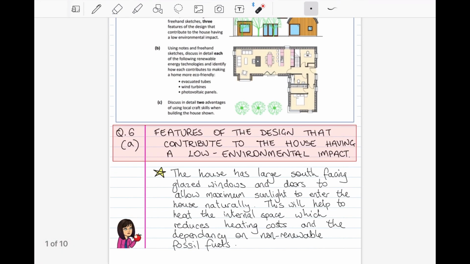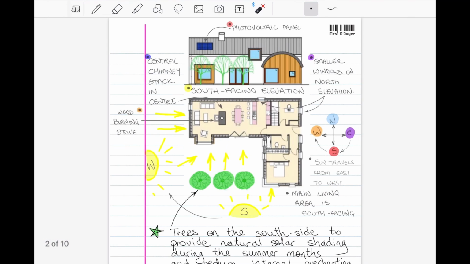So what will this do then? Okay, so why was that important? This will help to heat the internal space, which reduces heating costs and the dependency on non-renewable fossil fuels. Aim of the game here is not to have to use non-renewables such as oil and coal to generate heat for a house. Now, next thing I wrote down, and I've used one major diagram, by the way, to talk about everything that I want to highlight.